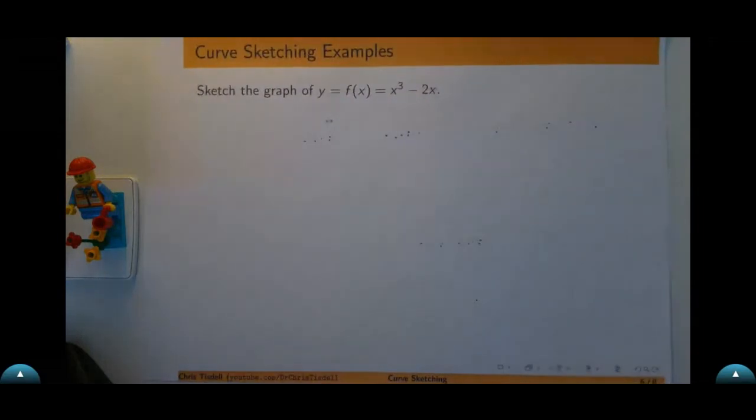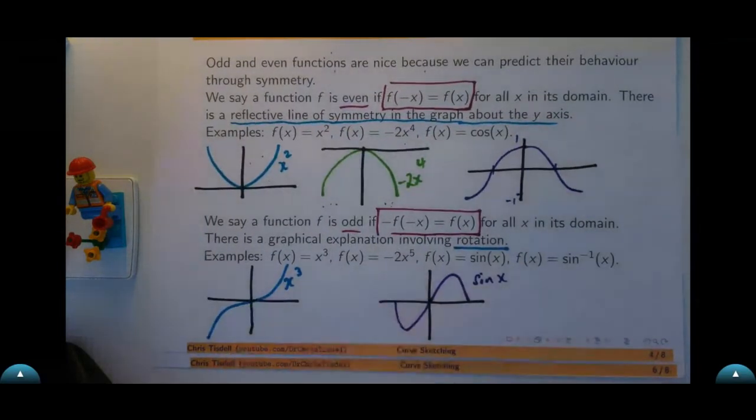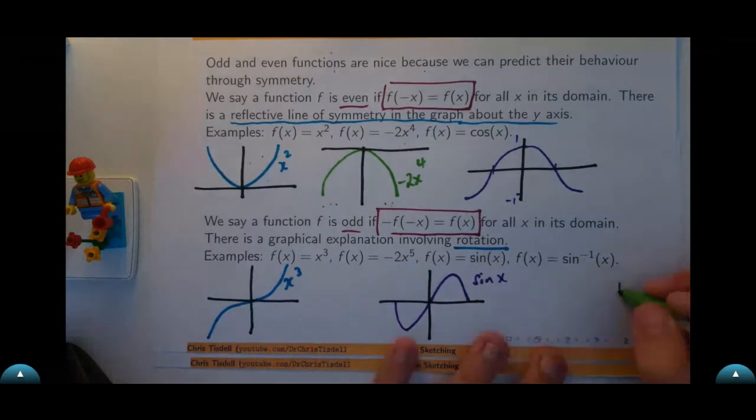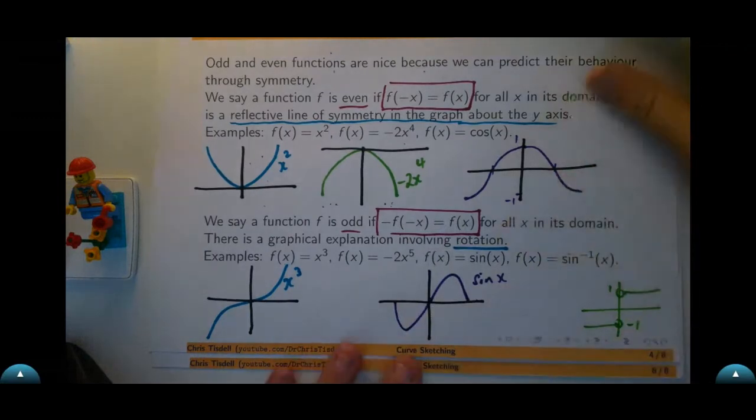Matthew asks: do all functions have an intercept at the origin? Yes, they should, if they're defined at the origin. Sometimes you'll meet functions like a step function. Technically speaking, that's odd, but it's not defined at the origin. So in this case it doesn't have to go through the origin, but for nice friendly functions that are odd, they all will go through the origin. Does that make sense, Matthew?